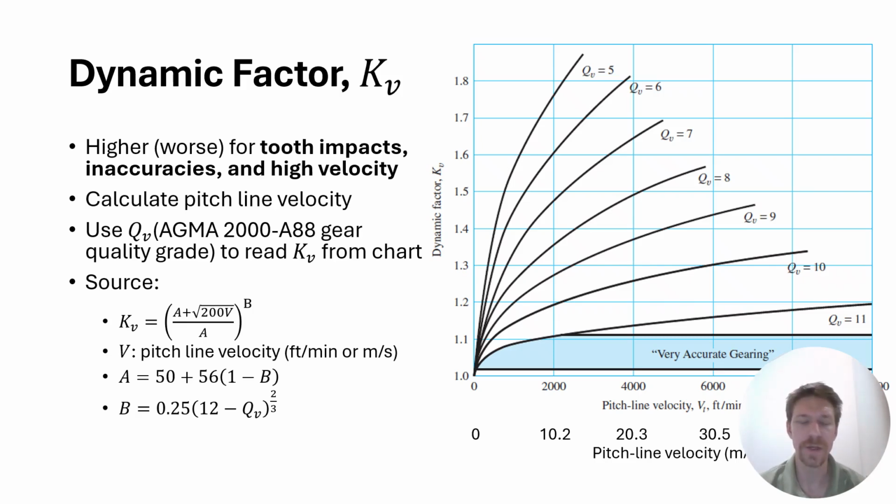Secondly is the dynamic factor, K sub V, which has to do with how well the teeth were made for the gear and also how that interacts with the velocity, how quickly the teeth are hitting each other. So you see in this chart, there are two important variables. On the horizontal axis is the pitch line velocity, which I have in feet per minute, and then I also have that translated to pitch line velocity in meters per second. And then there's various curves, and those are for the different quality levels according to AGMA. So 11 is a really good quality level, 5 is a bad quality level. So as you get to worse and worse quality levels, that dynamic factor K sub V goes up.